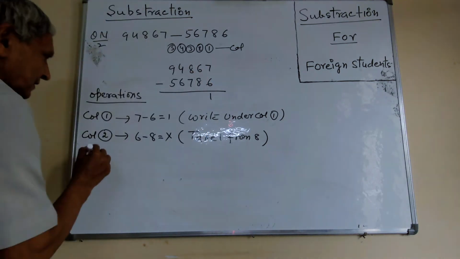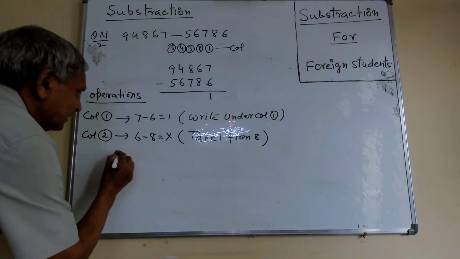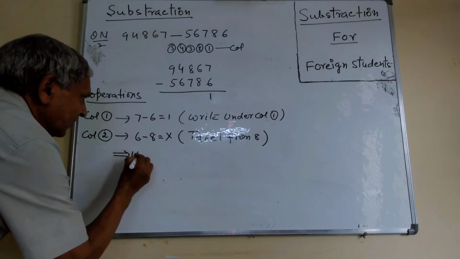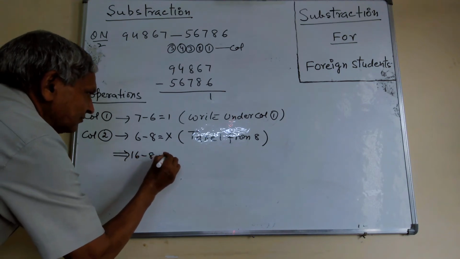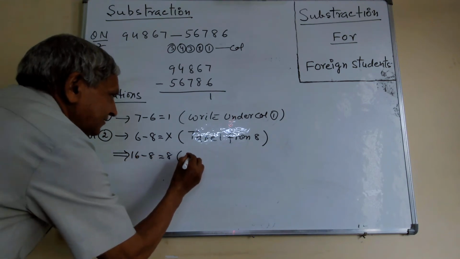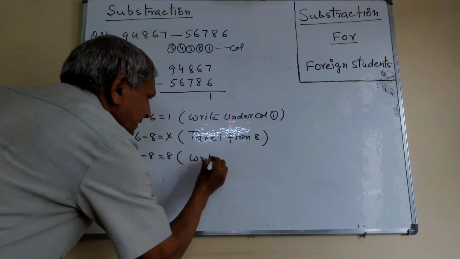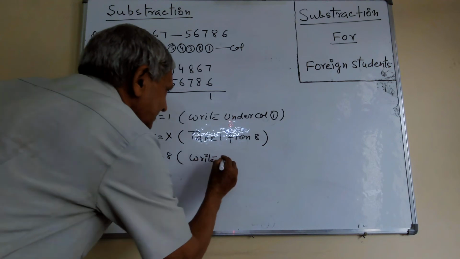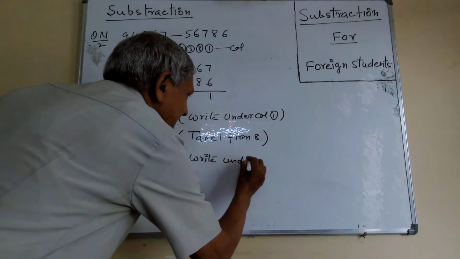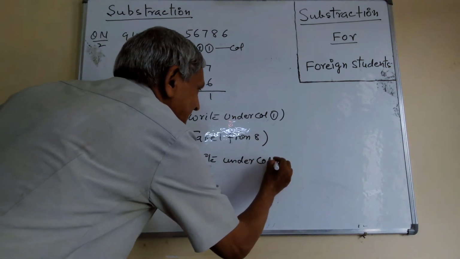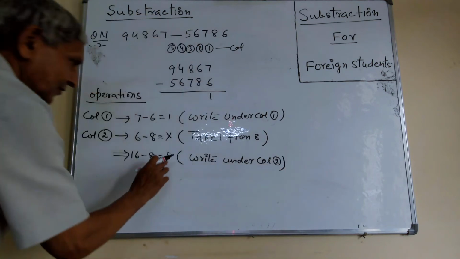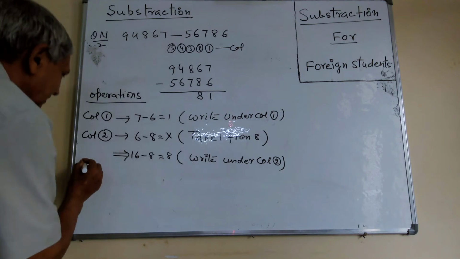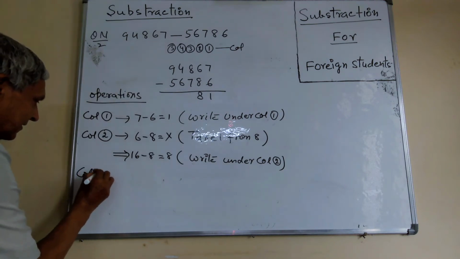So this implies 16 minus 8 is equal to 8. Because this is the answer of the second column, write under column second. Write here 8. Now take column third.